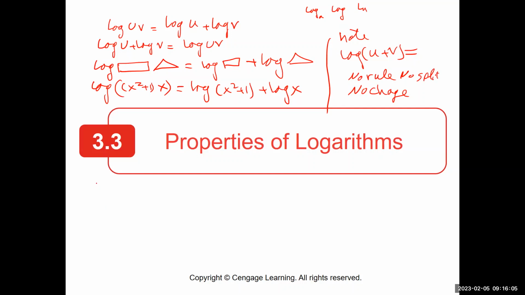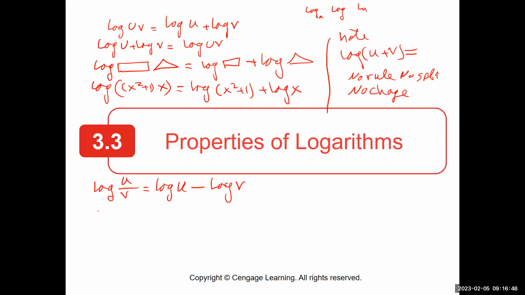The second one, log of u over v. Remember the same thing as before: u means any equation over any equation. That equals log of the top, u, minus log of v. You can also do it backward.